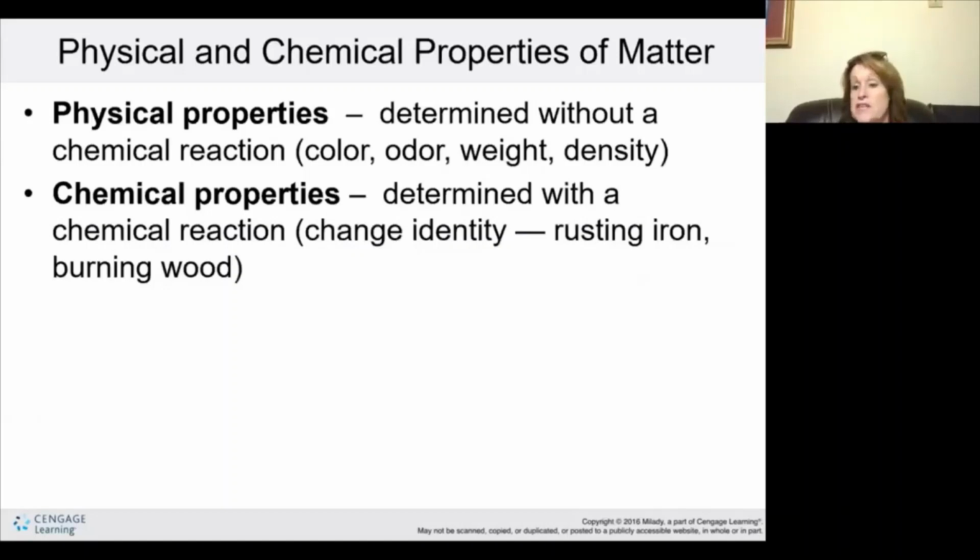Physical properties are characteristics that can be determined without a chemical reaction, and they do not involve a chemical change in the substance. They include color, solubility, odor, density, melting point, boiling point, hardness, and glossiness. So it can have all those properties. Chemical properties are characteristics that can only be determined by a chemical reaction and a chemical change in the substance. Examples include the ability of iron to rust, wood to burn, or hair to change color through the use of hair color and hydrogen peroxide.